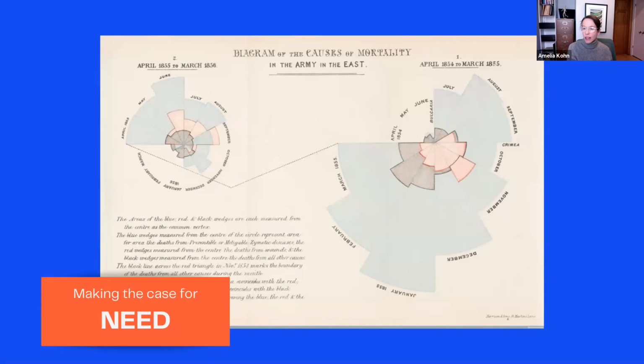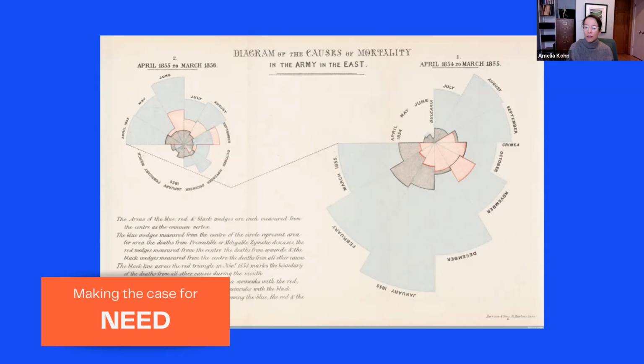One way organizations use data is to make the case for the need for their services. Here's an example from over 200 years ago. In the 1800s, Florence Nightingale worked with a statistician named William Farr and analyzed army mortality rates during the Crimean War in Great Britain. They discovered that most of the soldiers hadn't died in combat, but rather from preventable diseases caused by bad hygiene. So Nightingale decided to make her case with pictures rather than tables of numbers or prose.